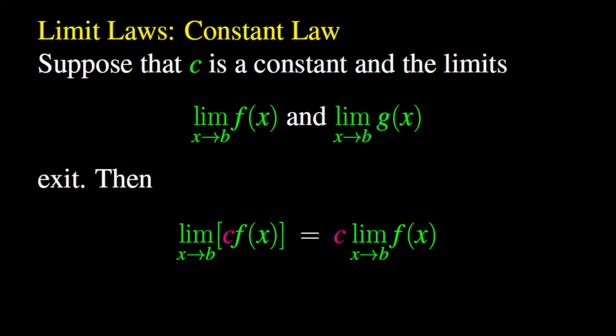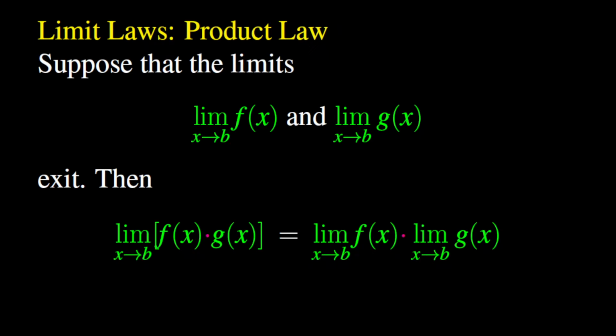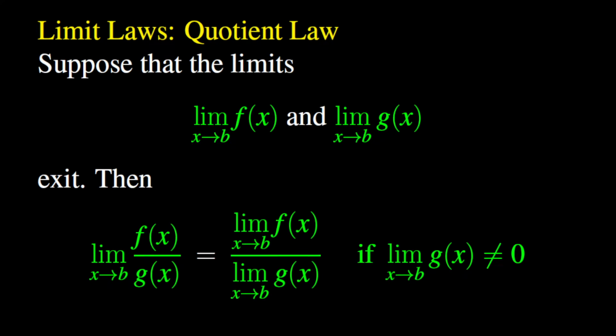The third limit law is the constant multiple law. The limit as x goes to b of the constant c times f of x is equal to c times the limit as x goes to b of f of x. The fourth limit law is the product law. The limit as x goes to b of the product f of x times g of x is equal to the product of limits.